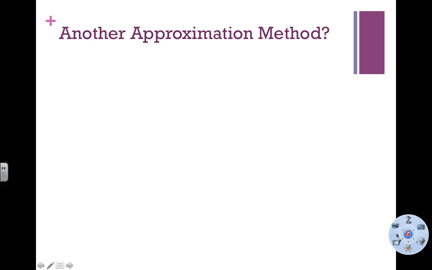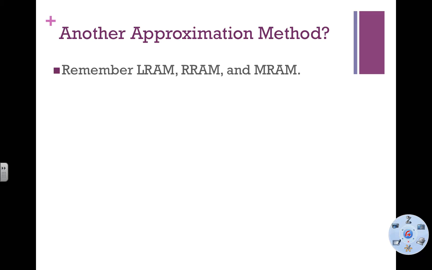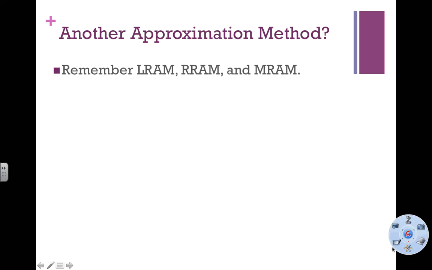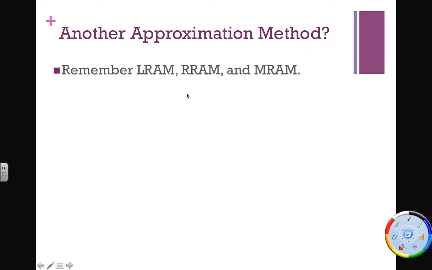So the trapezoidal rule is actually another approximation method. The approximation methods that we have dealt with already, you remember LRAM, RRAM, and MRAM. We just went over these. The problem is with the R's that you have here, the second set of R's. This R and this R are all the same word, and the same word here being rectangles. Rectangular.